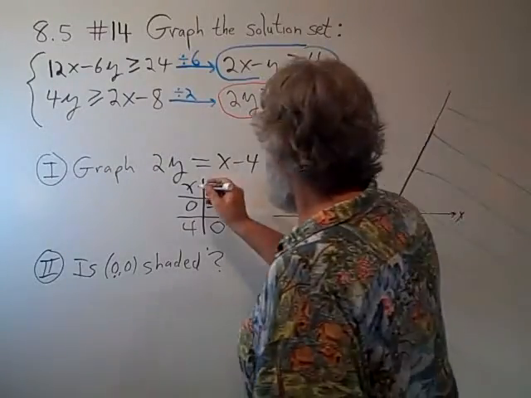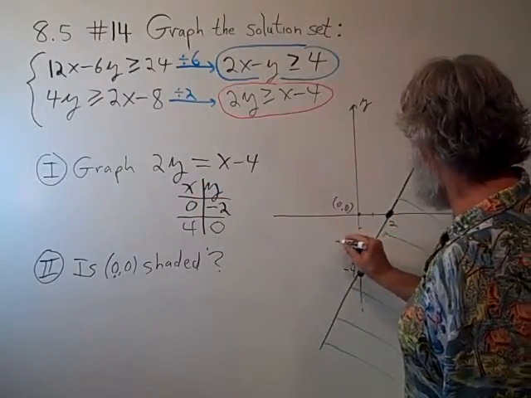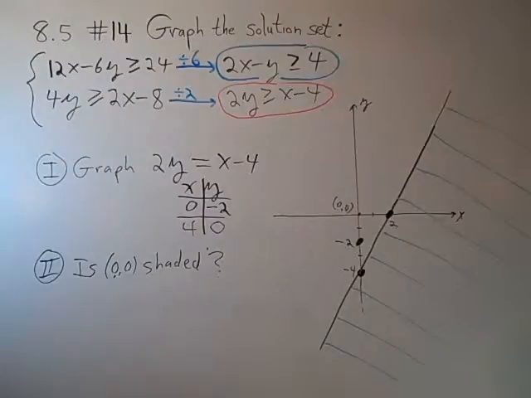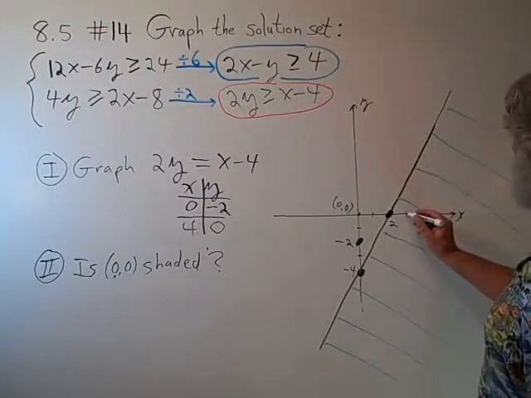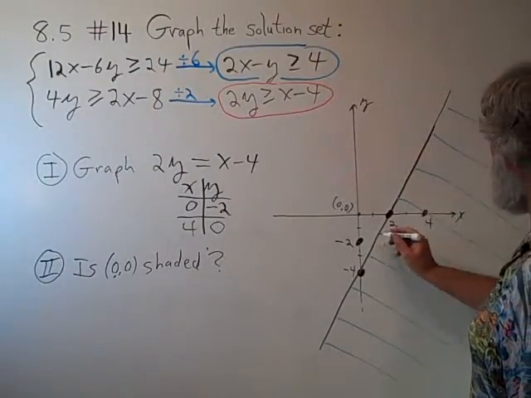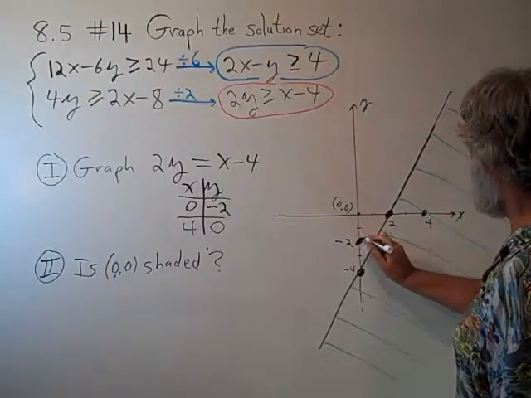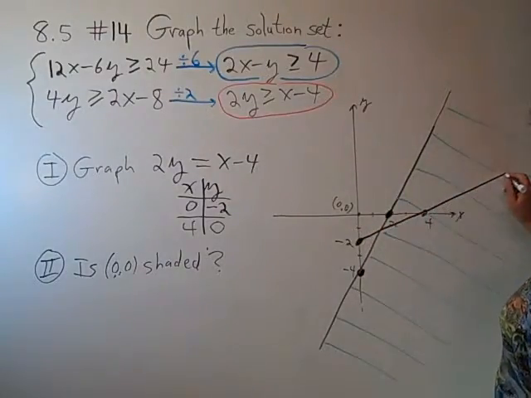So if x is 0, y is negative 2, so the y-intercept is right here at negative 2 for this line. And then the x-intercept is 4, 0. Here's 4, 0. So this line looks like this.